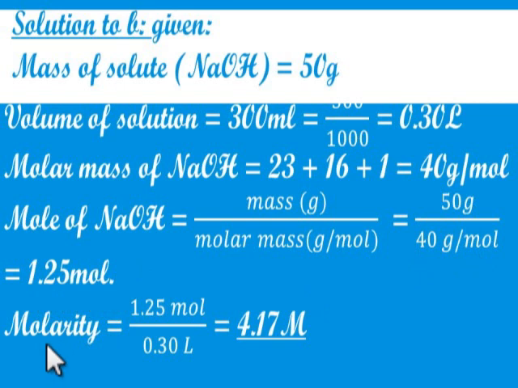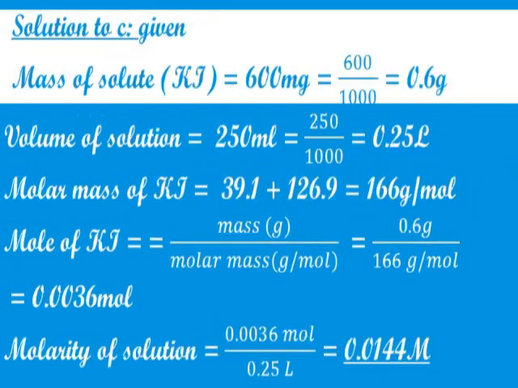Now molarity is equal to mole over volume. The mole, we calculated it to be 1.25 mole, and the volume, look at it here, 0.30 liter. So divided by this, we're going to have 4.17 molar. That is the molarity. We know molar is the same thing as mole per dm cube or mole per liter. Okay, good.